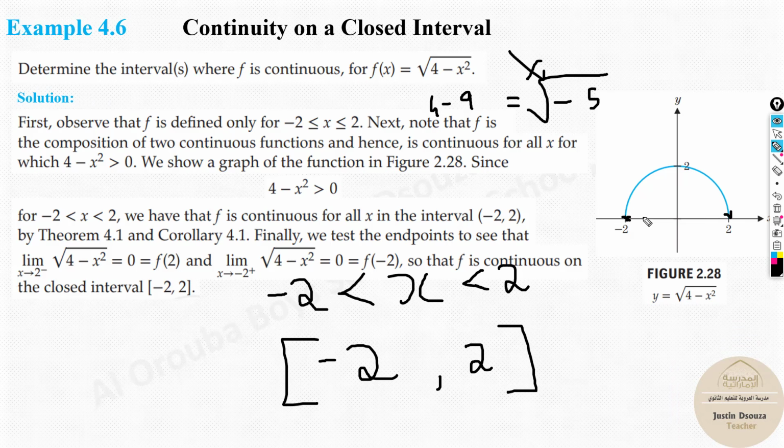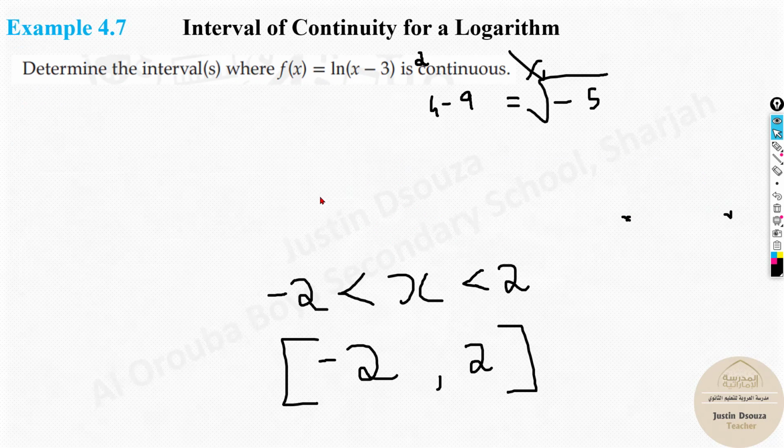It's not continuous for less than minus 2 and not for greater than 2. So the closed interval will be minus 2 and 2. From this we found the minus 2 and 2, and then we write it as continuous on the closed interval. For this root problem, the radical is even. If nothing is there, it's 2. That's why it must be greater than or equal to 0. So this is the thing for this problem.